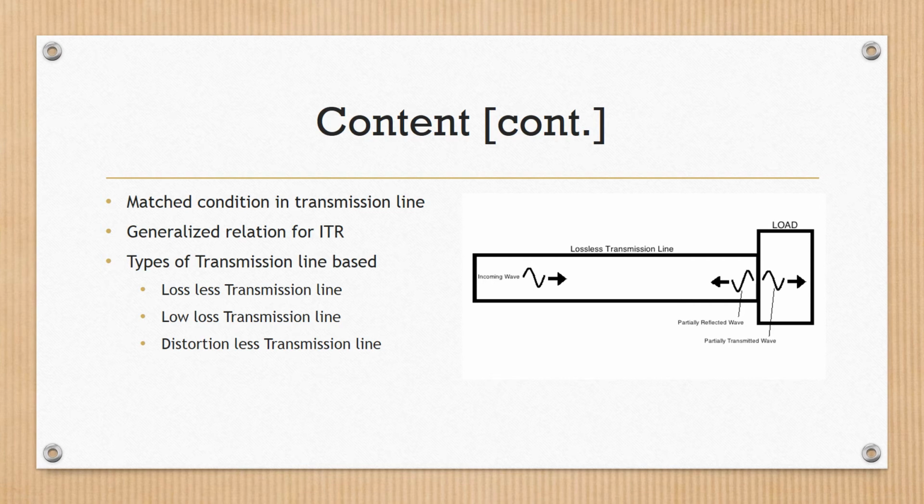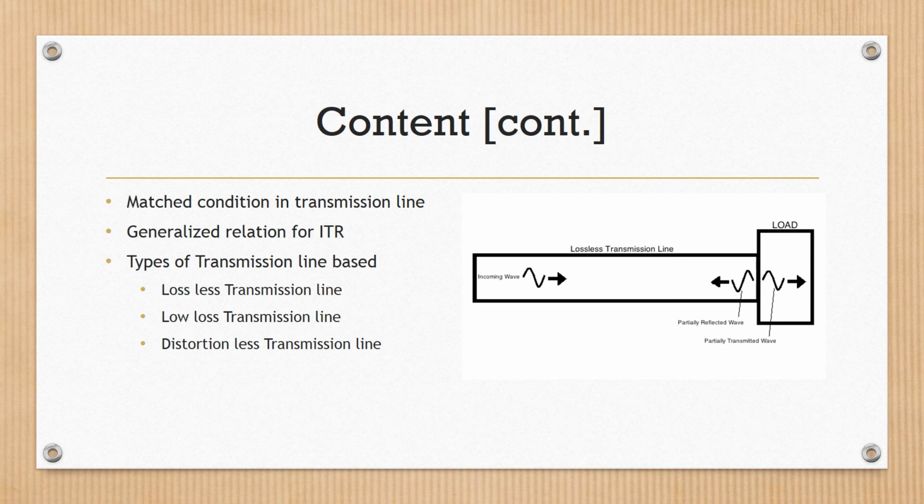Then we are going to generalize this ITR relationship so that we are able to find the value of the impedance at any location on the transmission line. We are going to generalize that relation, and we are going to introduce some very special lines that are a part of the generalized transmission line.